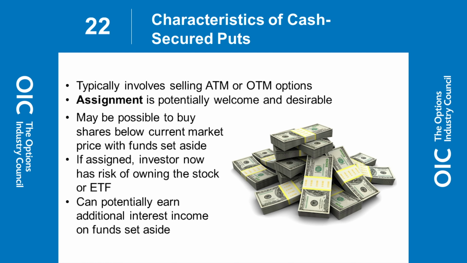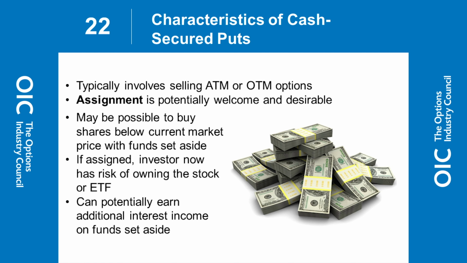So what some people would do is sell a put against those shares, and it's called a cash secured put. Typically we use at the money or out of the money puts. Assignment is potentially welcome and desirable, meaning we want to buy those shares at a discount. That's the whole point of putting the strategy on. When we sold that put, we accepted the obligation to buy shares, so we're looking to buy those shares at a discount.